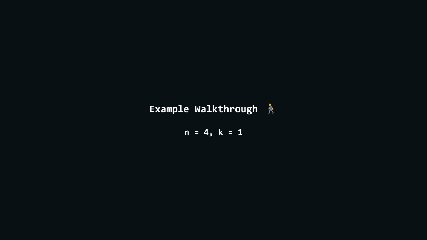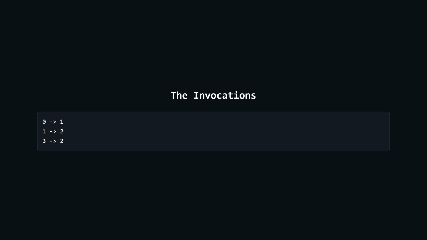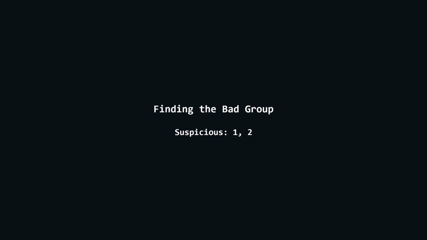Let's look at a concrete example. We have 4 methods in total, 0 through 3, and method 1 is our known buggy starting point. The problem gives us an invocations list, which tells us which method calls which. I've mapped it out here. We can see method 0 calls 1, 1 calls 2, and 3 calls 2. Since method 1 is our bug, it's suspicious. Since method 1 calls method 2, method 2 is also suspicious. That is our entire bad group.